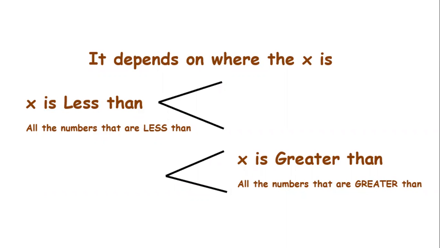So for example, if the arrowhead is pointing towards the left and you start on the left, you will say less than, all the numbers that are less than. But if you start on the right, let's say the X is on the right side here, you will say X is greater than, all the numbers that are greater than.